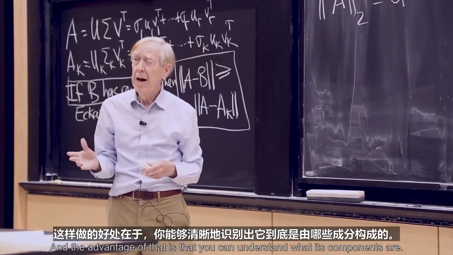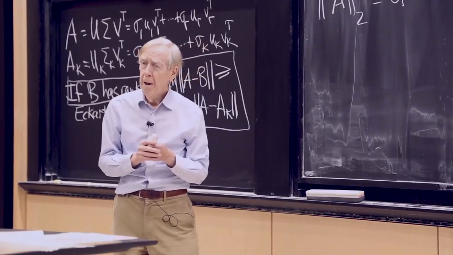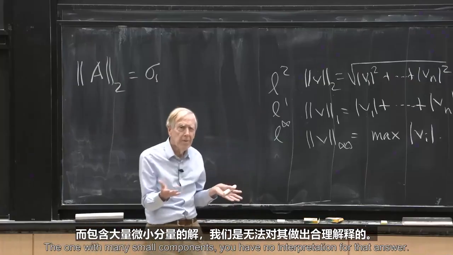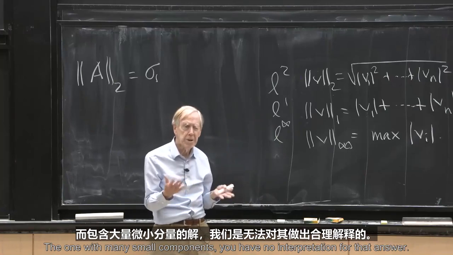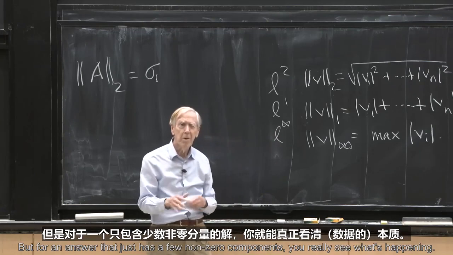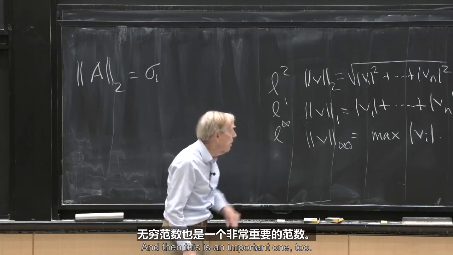And the advantage of that is that you can understand what its components are. The one with many small components, you have no interpretation for that answer. But for an answer that just has a few non-zero components, you really see what's happening. And then this is an important one too.